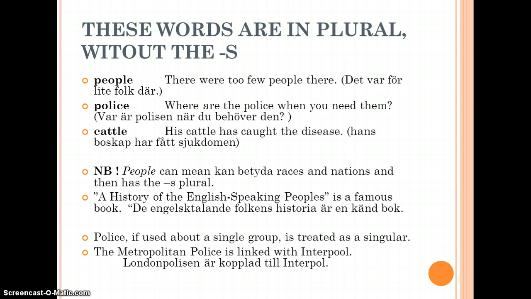Then we have words that are plural but don't have the plural s, such as people, police, and cattle. Even if you have no s on the noun, it's in plural. People, however, can mean both races and nations, and then you have to have the s plural. An example of this is A History of the English-Speaking Peoples is a famous book. When you talk about a single group, then when you talk about the police, you treat it as a singular. Example: the Metropolitan Police is linked with Interpol. Then you talk about the specific group of police.